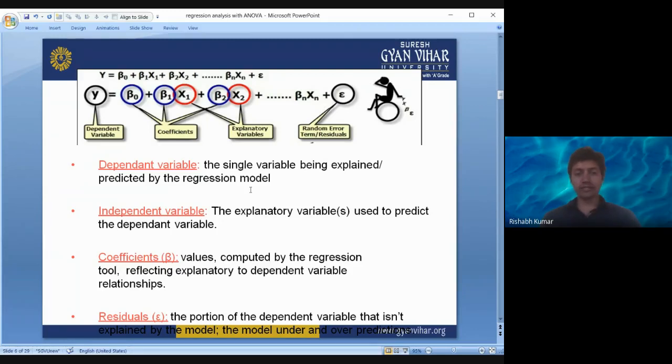So the dependent variable is the single variable being explained or predicted by the regression model. Then come your independent variables, the explanatory variables used to predict the dependent variable. So in our case, independent variable is height and dependent variable is weight. Then comes the coefficient: the values computed by the regression tool reflecting the explanatory to dependent variable relationship.